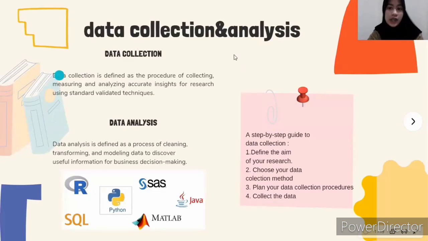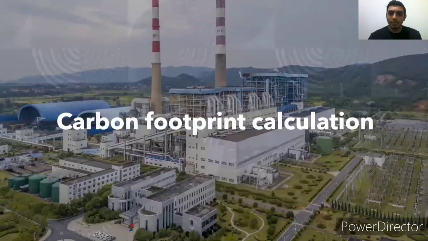Data collection and analysis. Data collection is defined as the process of collecting, measuring, and analyzing accurate insight, for instance, using standard collection techniques. And analysis is defined as the process of cleaning, transforming, and modeling data to discover useful information for business decision making. These are all tools for data analysis.